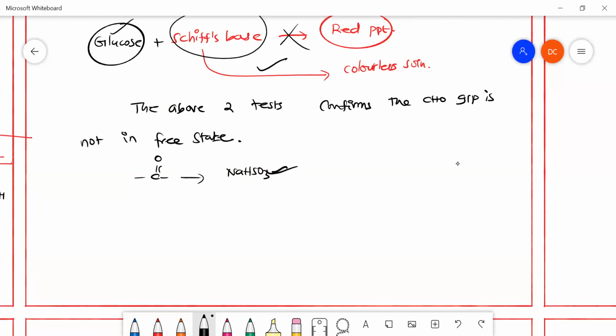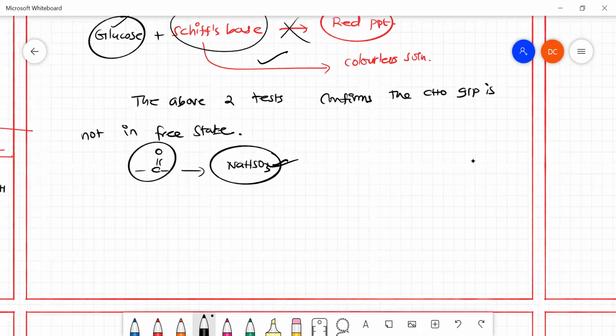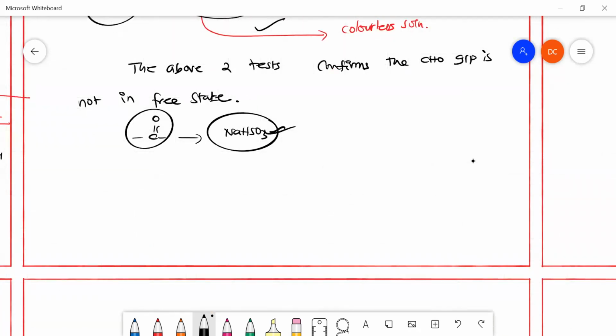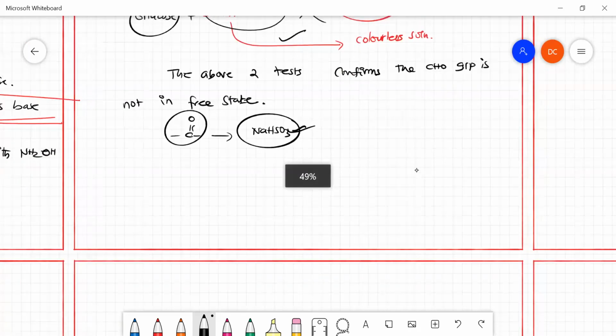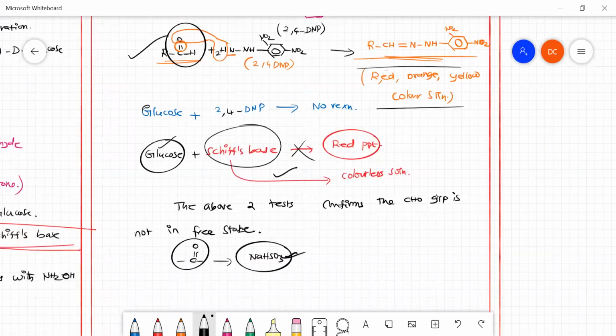Okay. If it shows a positive result, there will be a presence of a C double bond O group. But here, that kind of thing is absent. It will be available in a different form. So what kind of form is it available in? That can be given here. The glucose may be in the form of a cyclic structure, so the straight chain structure explanation will fail, right?